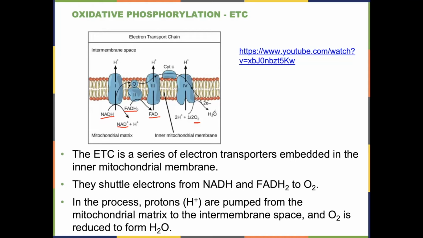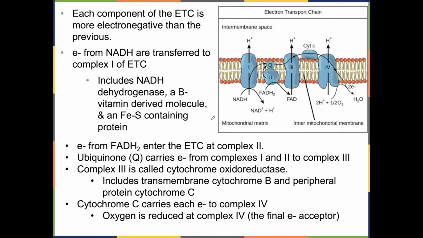Now, there's another critical thing that's going on here. So as these proteins are removing the electrons and energy from our electron carriers, NAD and FAD, they are also pumping hydrogen ions into this intermembrane space here. So they're increasing the concentration of hydrogen ions here versus here.